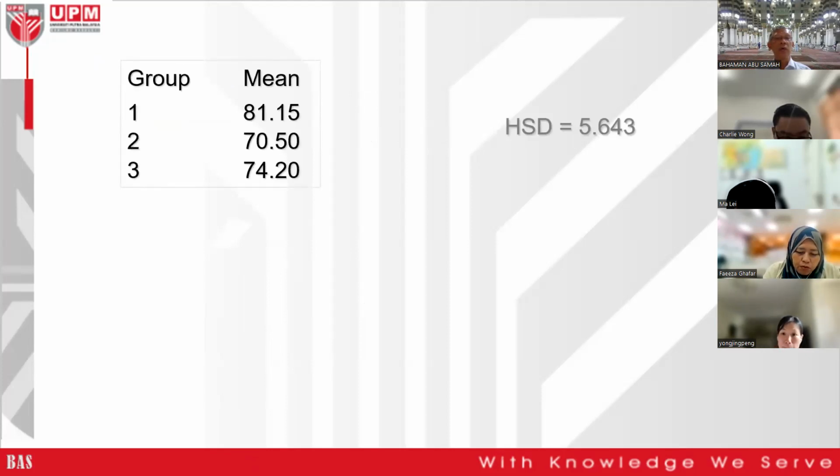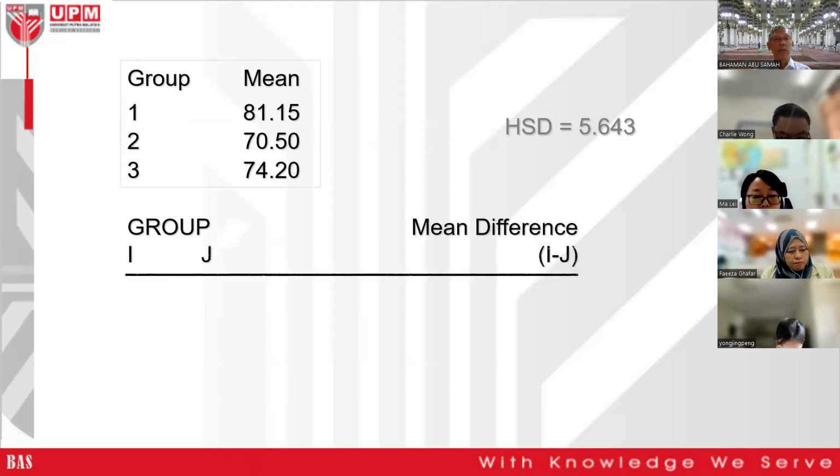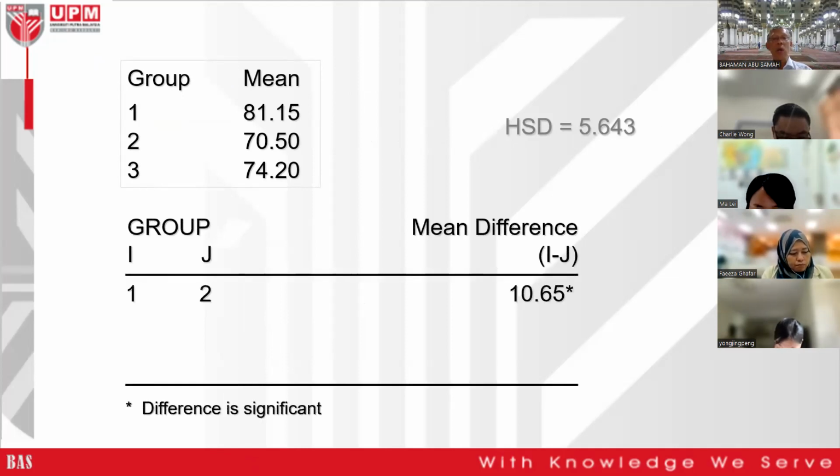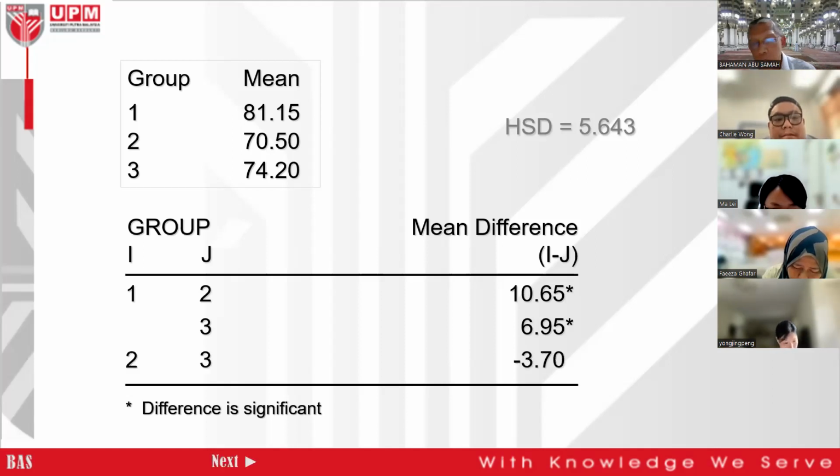Now we calculate the mean difference. The mean for each group, as presented there, is 81.15 for autocratic, 70.5 for democratic, and 74.2 for laissez-faire. The mean difference for the first pair is 81.15 minus 70.5, which gives us 10.65. For 1 and 3, it is 81.15 minus 74.2, which gives us 6.95. And for 2 and 3, 70.5 minus 74.2 gives us minus 3.70.